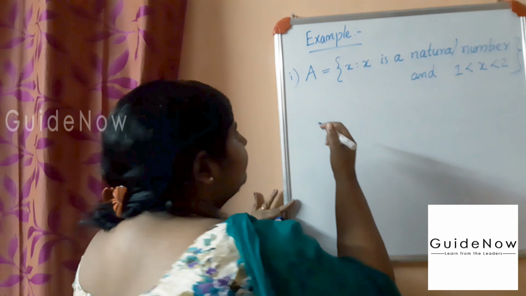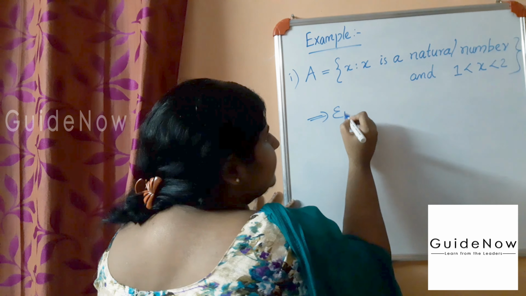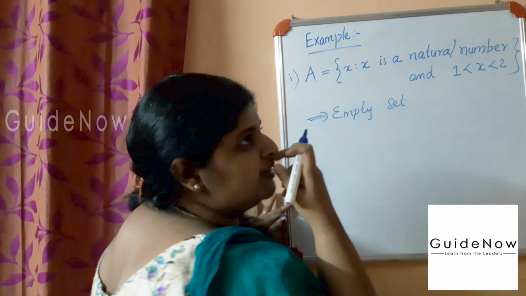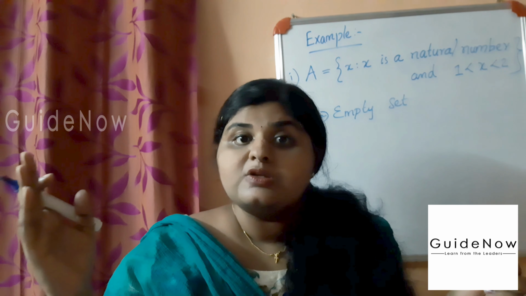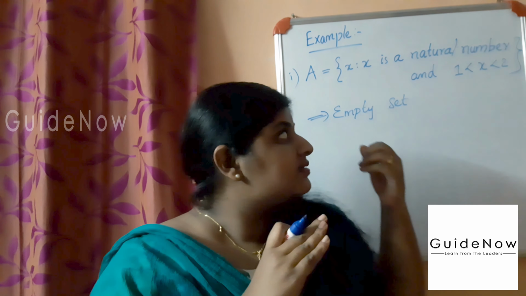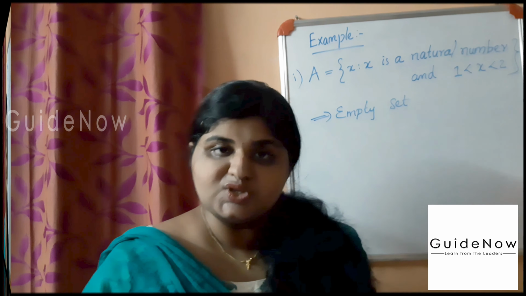It is an empty set. Natural numbers are 1, 2, 3, 4, 5, etc. The condition is that x is greater than 1 and less than 2. Between 1 and 2 there is no natural number, so it is an empty set.